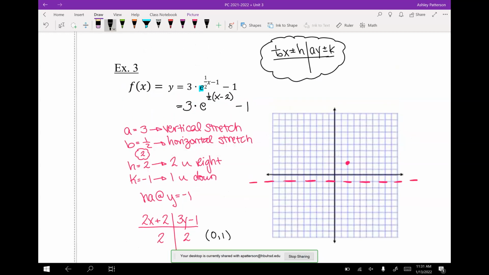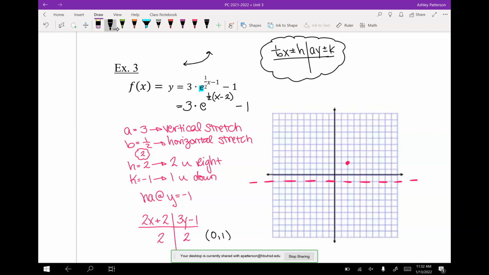Now remember, e to the x represents exponential growth. It increases from left to right. Do any of these 4 transformations affect our graph increasing from left to right? What are the only 2 transformations that would? What would affect this? Steven? Negative A or negative B. Yes, nice work. Any reflection.